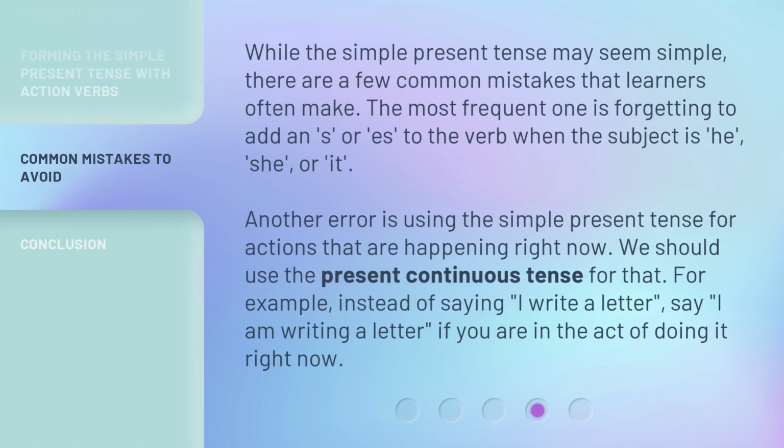While the simple present tense may seem simple, there are a few common mistakes that learners often make. The most frequent one is forgetting to add an s or es to the verb when the subject is he, she, or it. Another error is using the simple present tense for actions that are happening right now. We should use the present continuous tense for that. For example, instead of saying, I write a letter, say, I am writing a letter, if you are in the act of doing it right now.